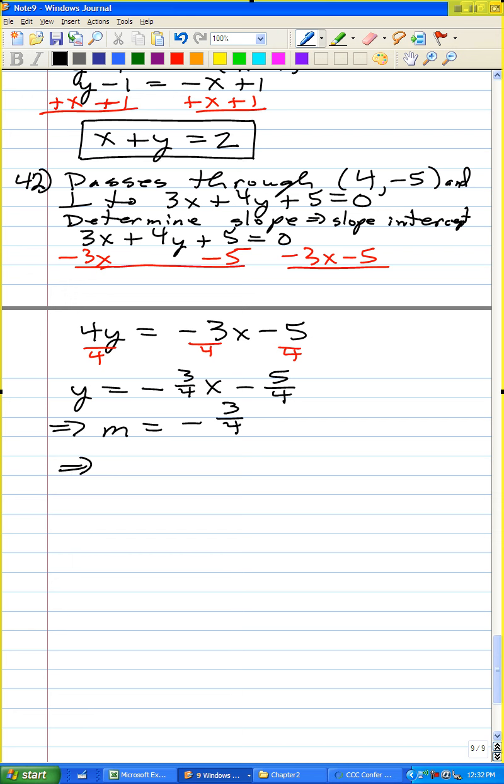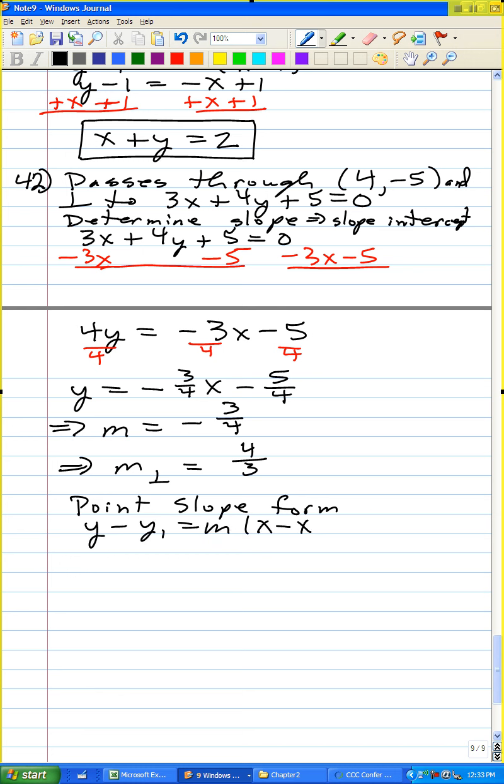The slope of a line perpendicular to a line is equal to its negative reciprocal. So let's take the negative reciprocal of this slope. So I'm going to change the sign from negative to positive, and I'm going to interchange numerator and denominator. Therefore, the slope of a line perpendicular will have a slope of 4/3. Now, I have here a point and a slope. So let's use the point slope form for the equation of a line. y minus y1 equals m(x minus x1).